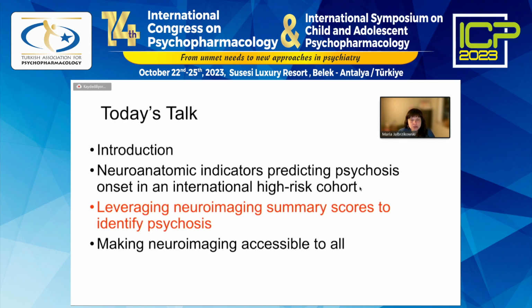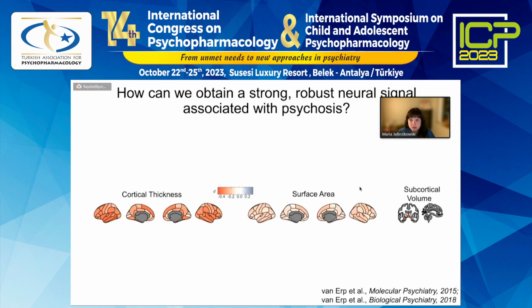So using that information, we then started to think, well, how can we leverage this data from these large-scale studies of psychosis? So, as I said earlier, in the study we found that group status accounts for only 2 to 4% of the variance in these individual neuroimaging measures. And we wanted to find a more robust way to detect neural signal associated with psychosis group status.